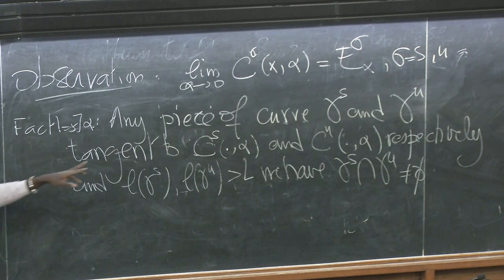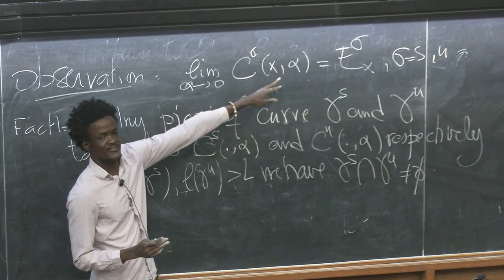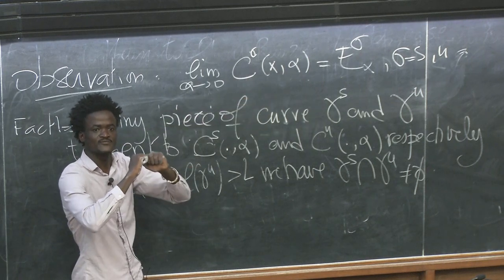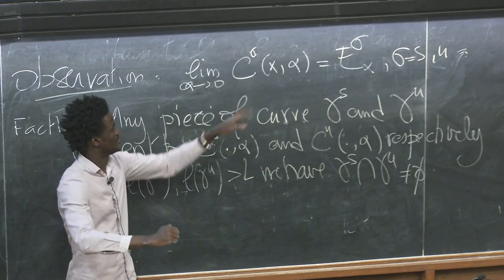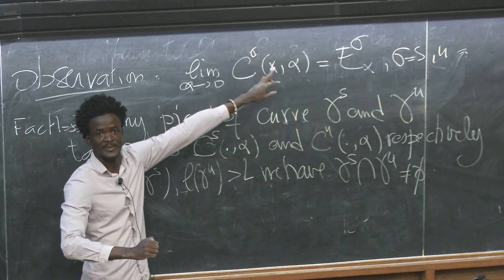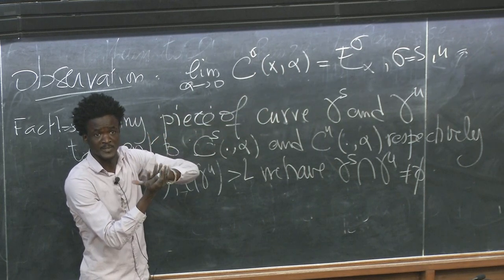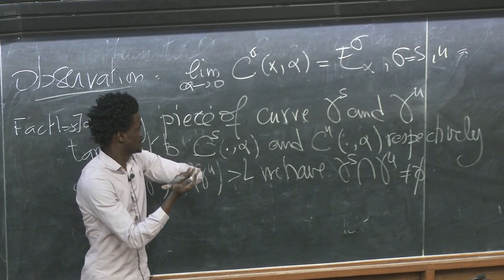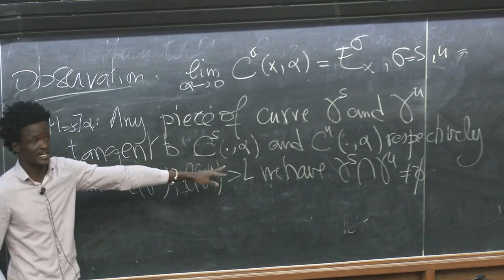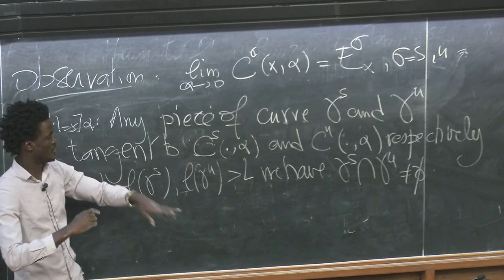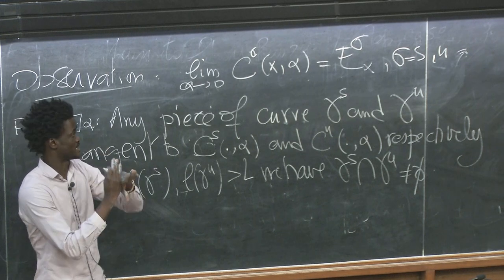Because what is this basically saying? If I make alpha very small, what I get is a curve that is very close to being the stable manifold. For instance, if I take a curve in C^S_alpha, where alpha is very small, I get a curve very close, in C1, to the stable manifold. So from this fact, I can choose alpha small enough such that any two curves of a certain length will intersect.